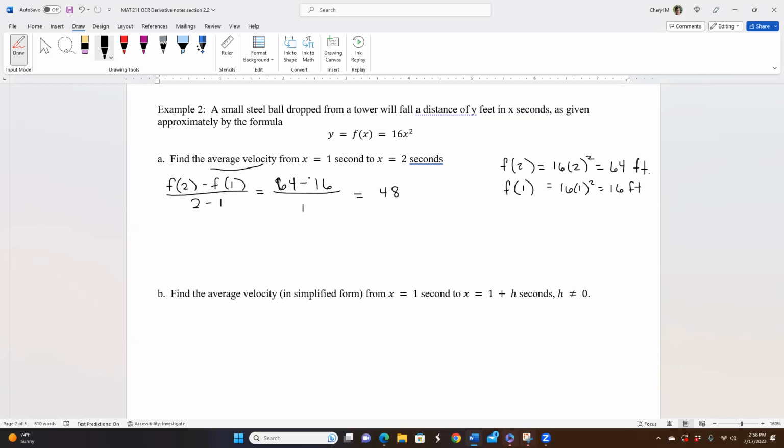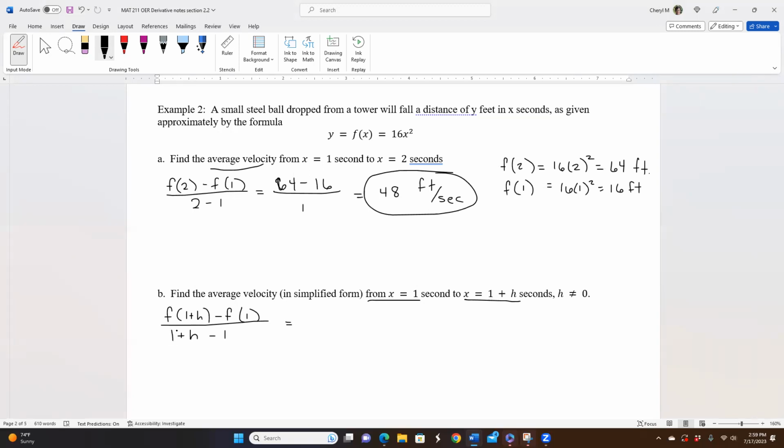Now, again, our units in our numerator are feet. Our units in our denominator is seconds. So our answer is 48 feet per second. Then it wants us to find the average velocity in simplified form from x equals 1 to x equals 1 plus h. So here, what we're doing is finding f of 1 plus some distance h minus f of 1, over 1 plus h minus 1.